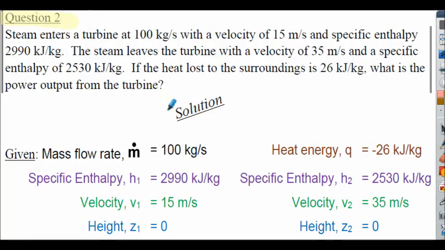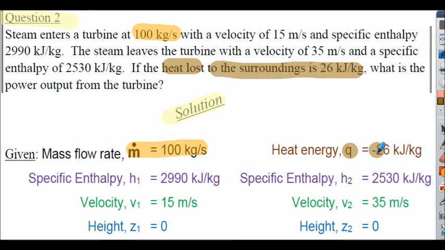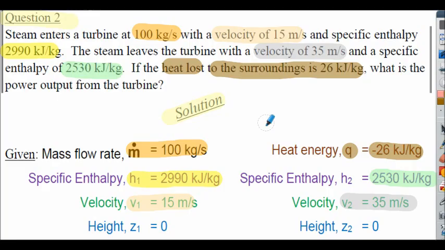Here's question 2, commencement of the solution. In this question we are given a mass flow rate, it's in kilograms per second, so no need for any conversions. The heat is lost to the surroundings, so that would be Q here, negative 26 kilojoules per kilogram. Given specific enthalpies at inlet and outlet, and we're given the velocity at inlet and velocity at outlet. There's no mention of heights, so we will assume to ignore the potential energy. So Z1 and Z2 are assumed to be 0 in this case. That's the information extracted from the question.